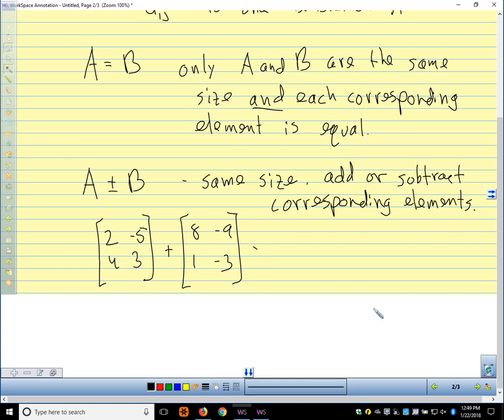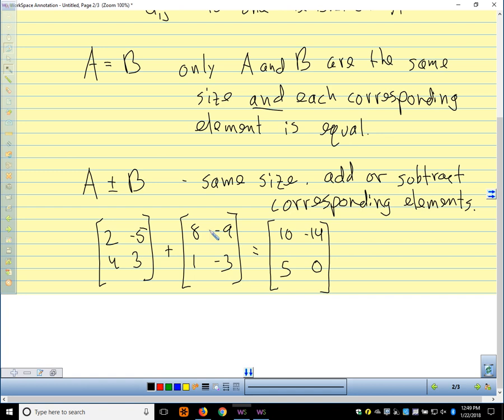We could subtract as well. We're going to add corresponding elements. So 2 plus 8, we get 10. -5 plus -9, -14. 4 plus 1 is 5. And 3 minus 3 is 0. So those two matrices are the same size, and we add the corresponding elements. And the two matrices would be equal only if every element in the corresponding place were exactly the same.